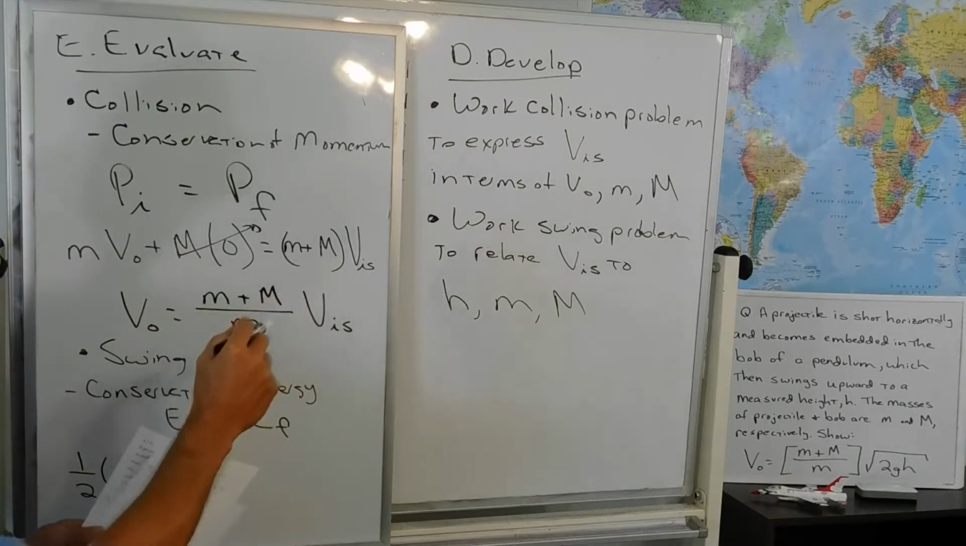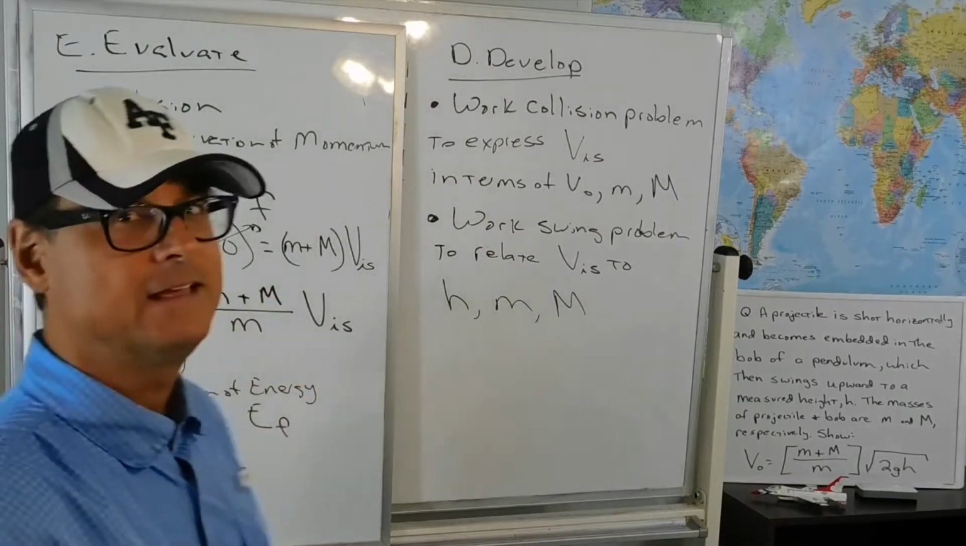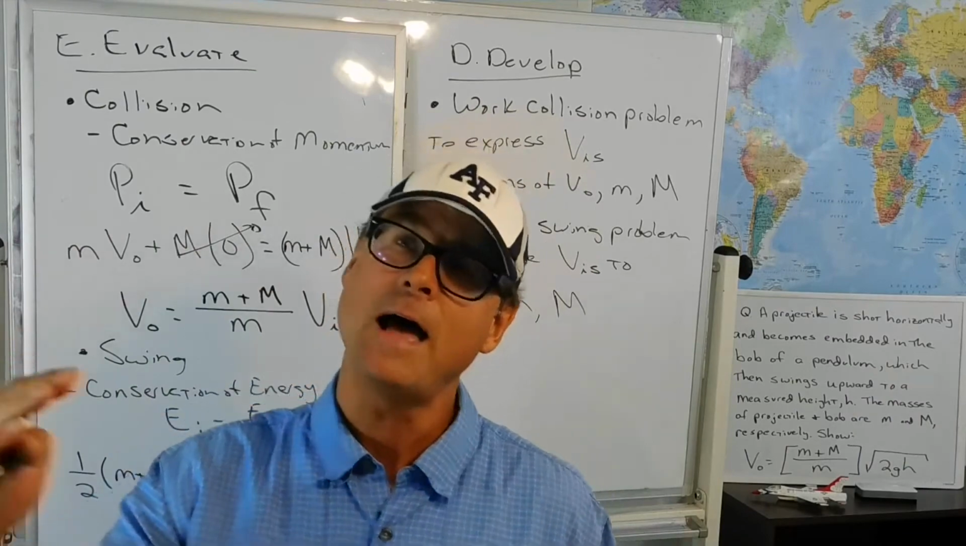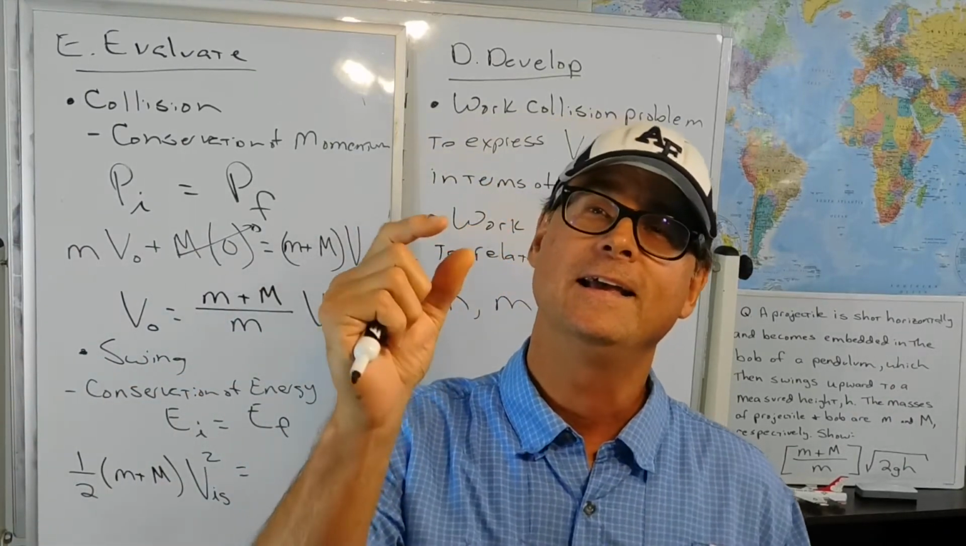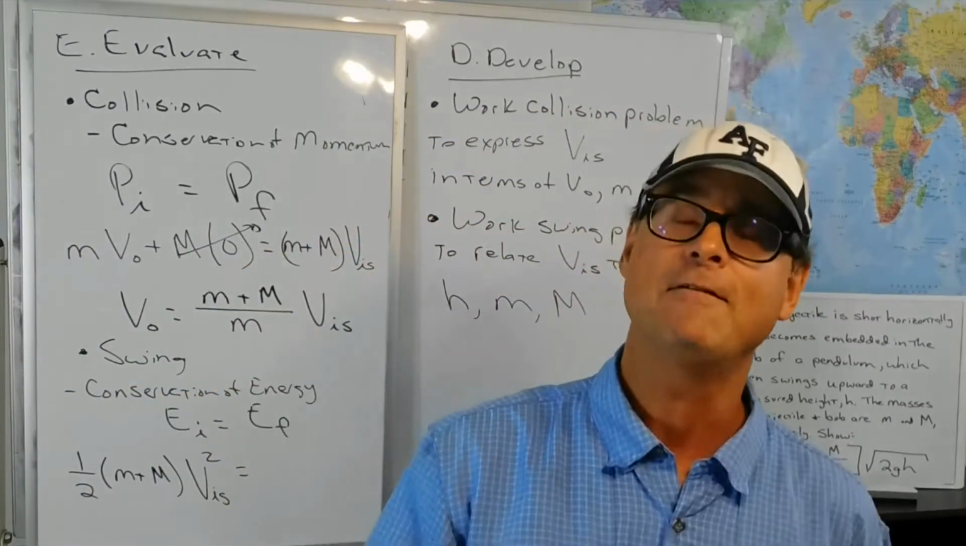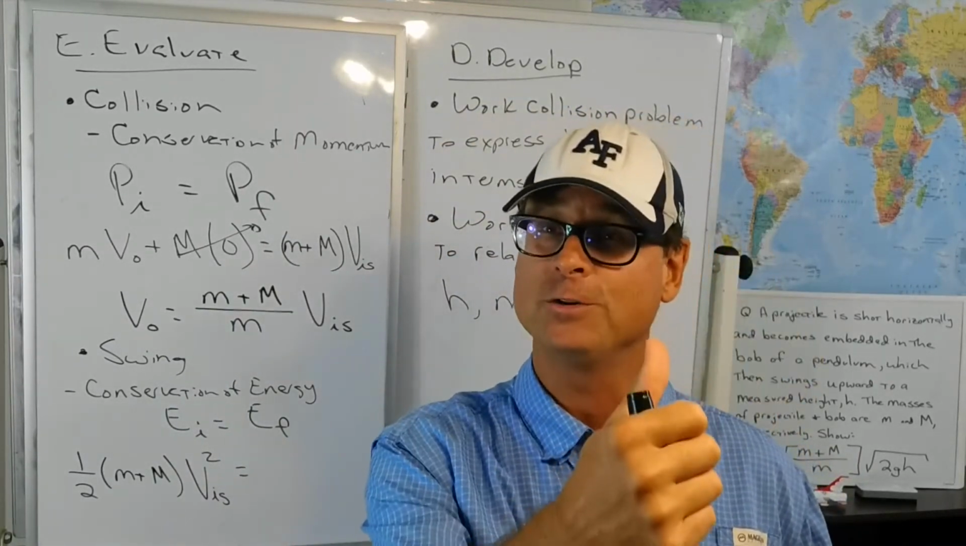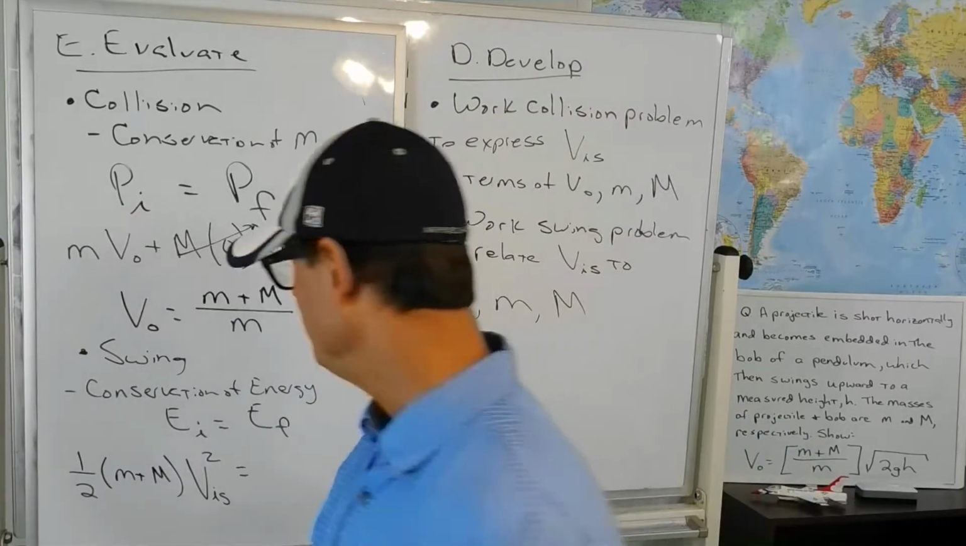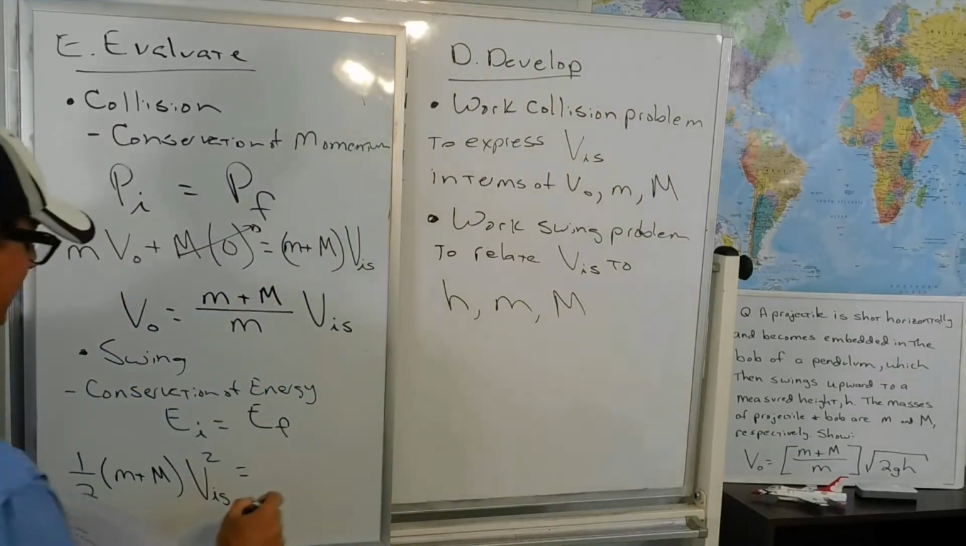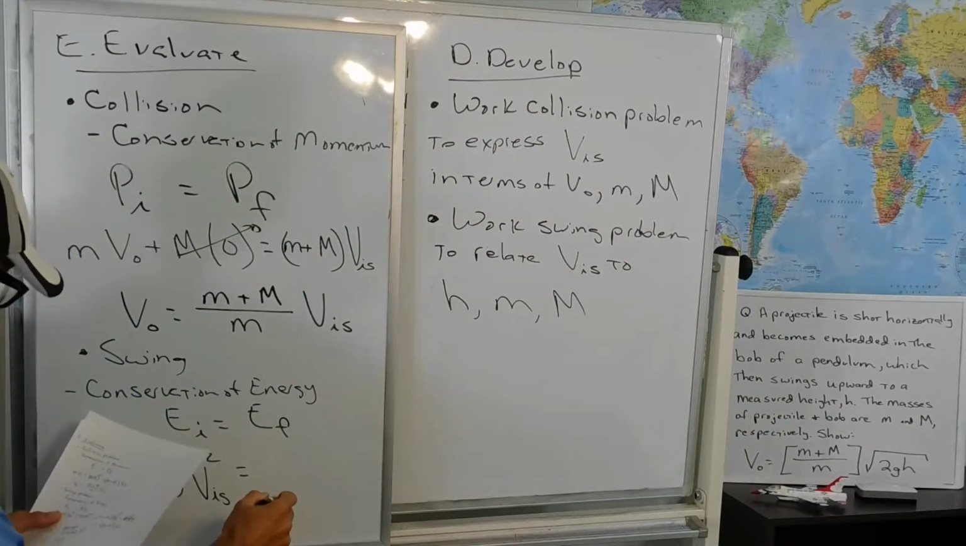Also, it's important to note that the final kinetic energy is zero. Why is that? As the bob's swinging upward, when it gets to its highest point, it doesn't have any velocity. If it still had some velocity, it would either still be moving up or be on its way back, and it wouldn't be at the highest point anymore. So the final velocity is zero, so we just won't bother to write that down.